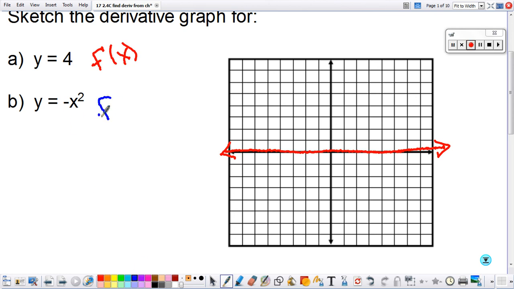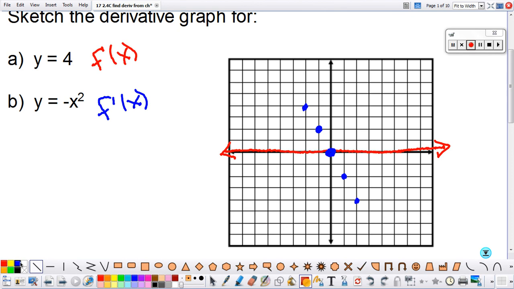For negative x squared, this one you would need your calculator for, and you would have to do the nDeriv, or you have to do the calculate from the graph menu, because the slope is not constant. And when you get your final graph, you would have the point 0, 0. You're going to have the point negative 1, 2. So these are some of the slope values you should have gotten for f prime of x, and then when you draw your graph, it's a linear graph connecting these points.